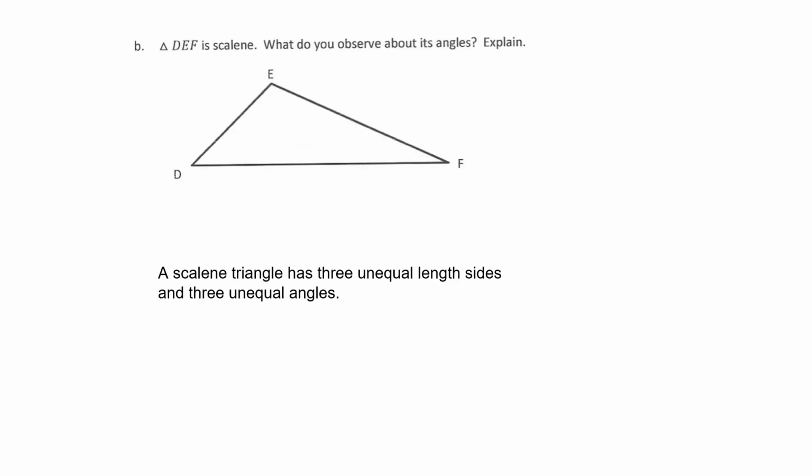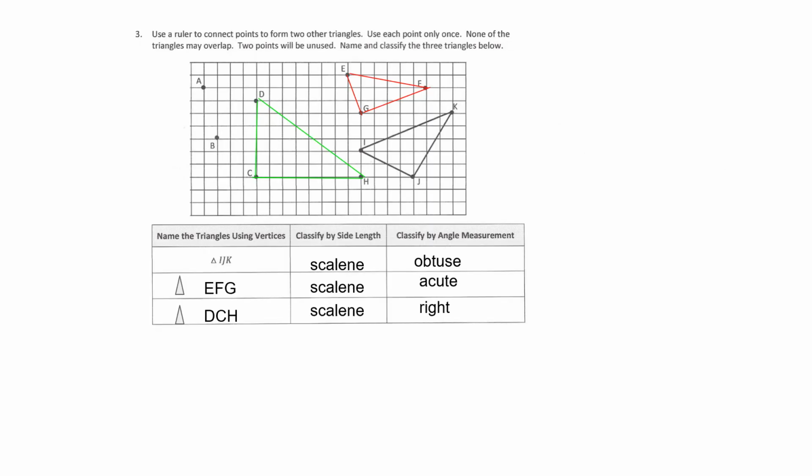So yes. B, DEF is scalene, which means each side is a different length. What do you know about the angles? Well, the angles are also different. If the sides are different lengths, the angles are different. Two are acute and one is obtuse. But if it has three unequal sides, it has three unequal angles because there's no line of symmetry.